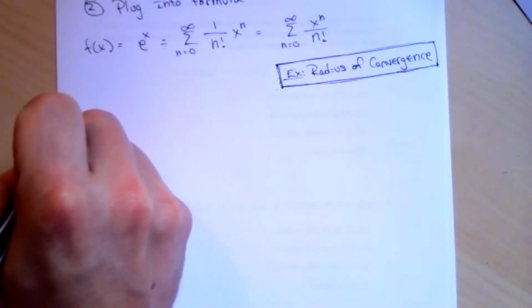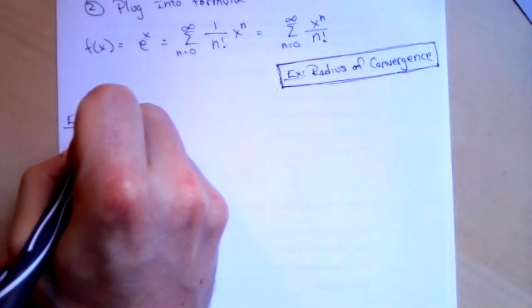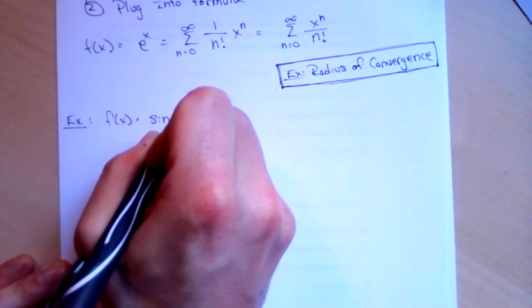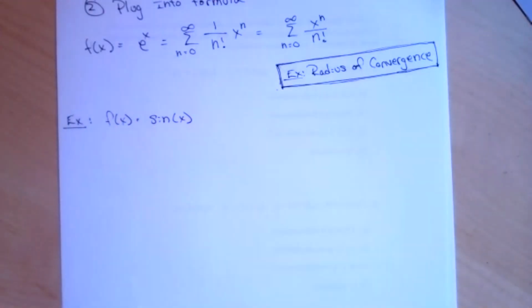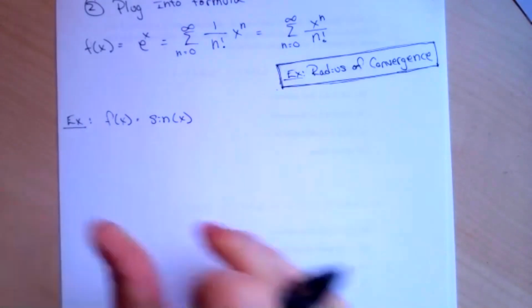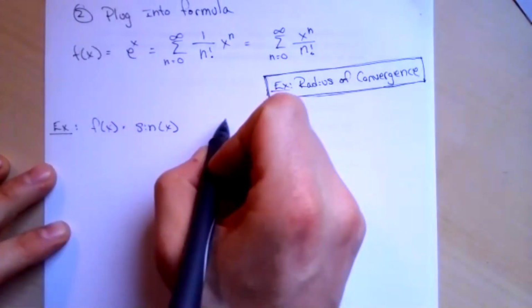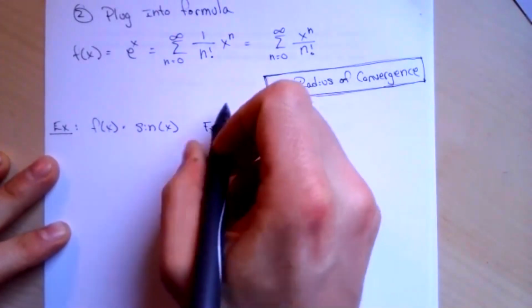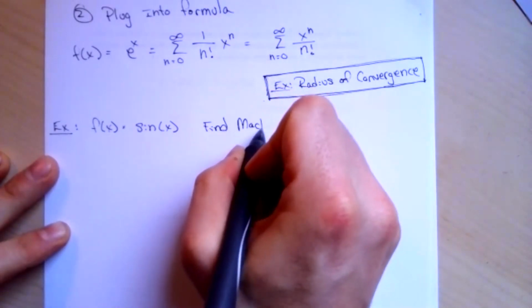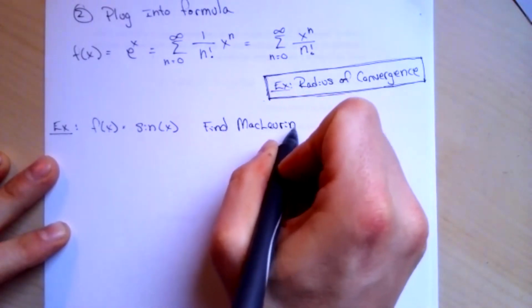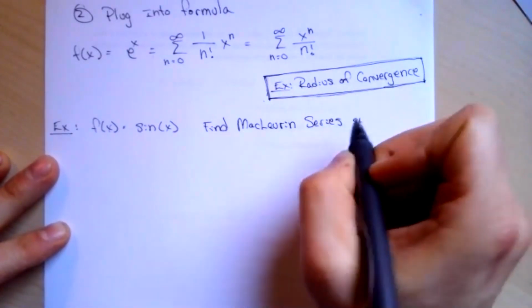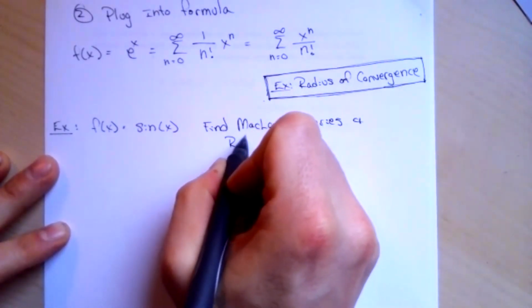Let's move on to sine. And again, problem statement: find the Taylor series. Or let's just go ahead and say find the Maclaurin series, so centered at 0. And then, of course, the radius of convergence.